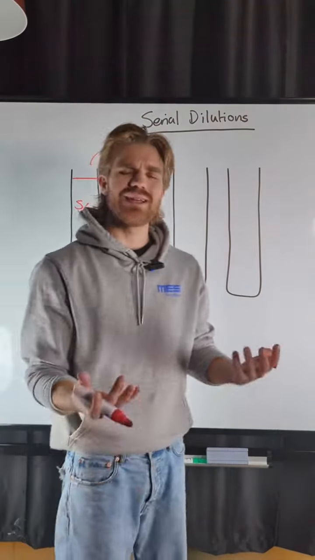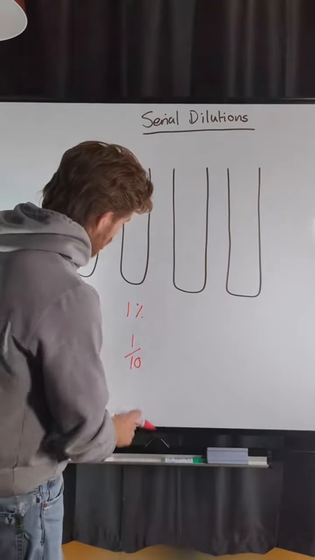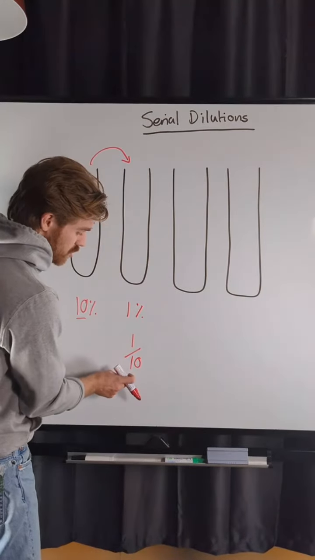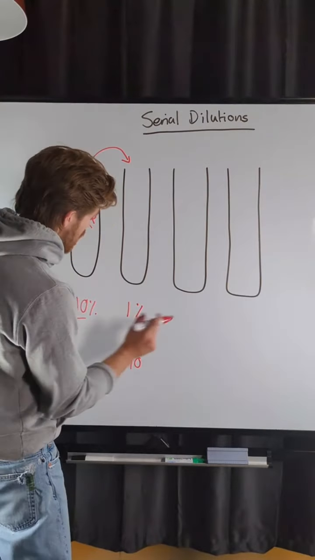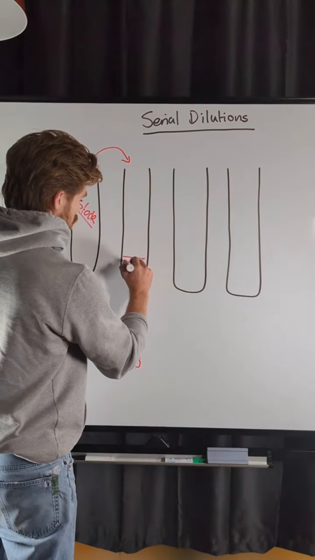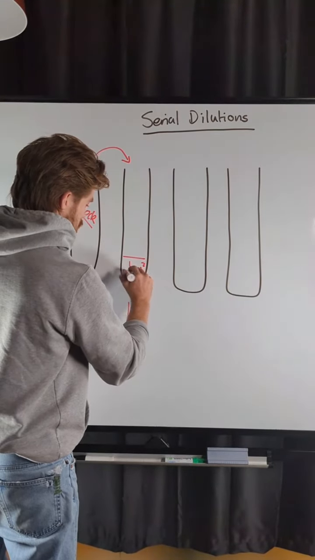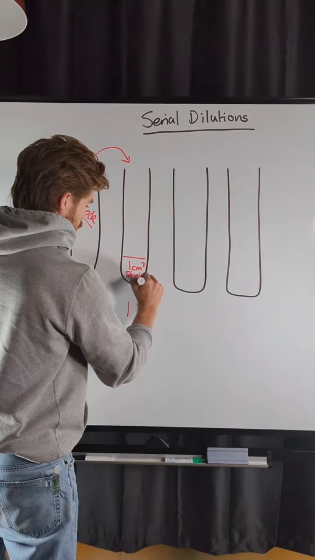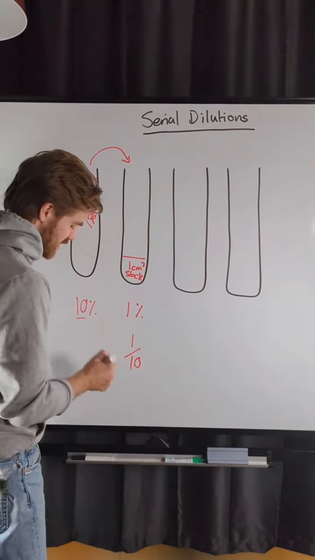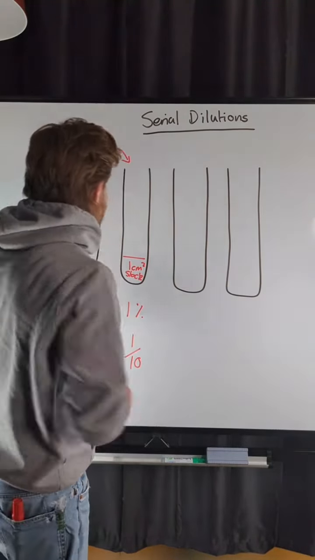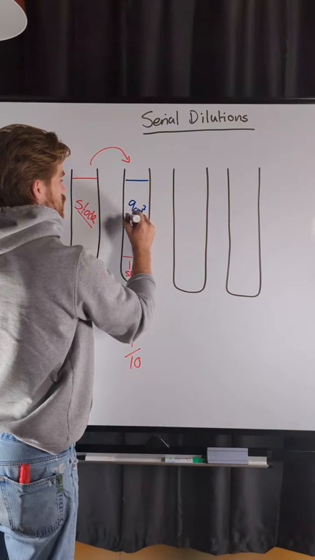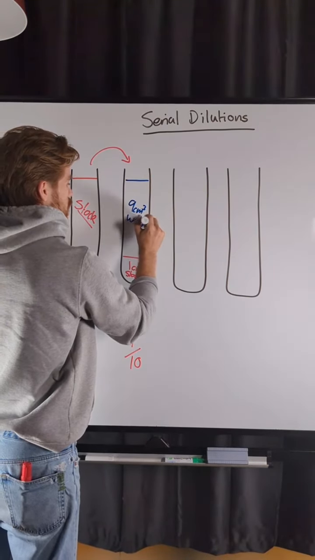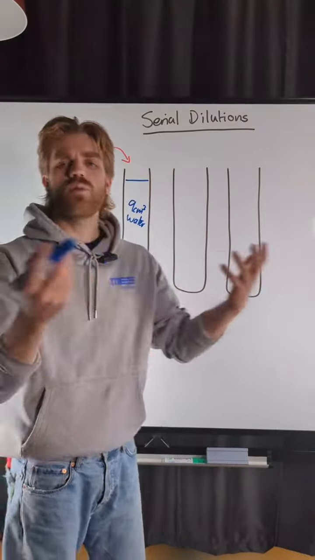But how much do I need to add? Well, if I want 10 parts in total, and one of those parts is going to be the stock solution, I'm going to add 1 centimeter cubed of the stock. And then I need to make it up to 10. So I'm then going to add 9 centimeters cubed of water.